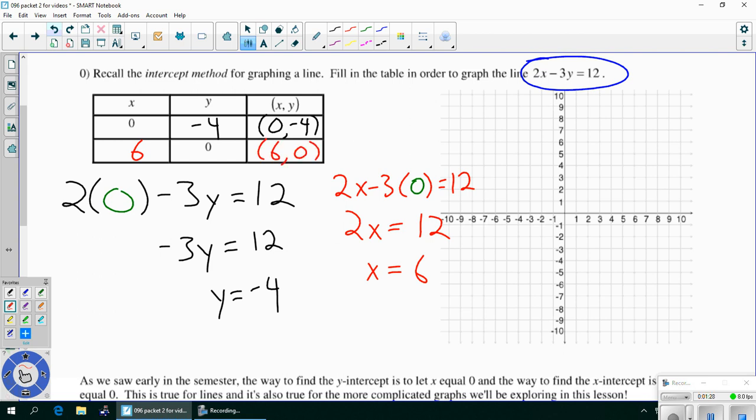And we can plot our 2 points. 0, negative 4. That's the y-intercept. And then 6, 0. That's the x-intercept. And then we connect the dots with a straight line. Or we come close to connecting the dots with a straight line. And that's the graph of the equation, 2x minus 3y equals 12.